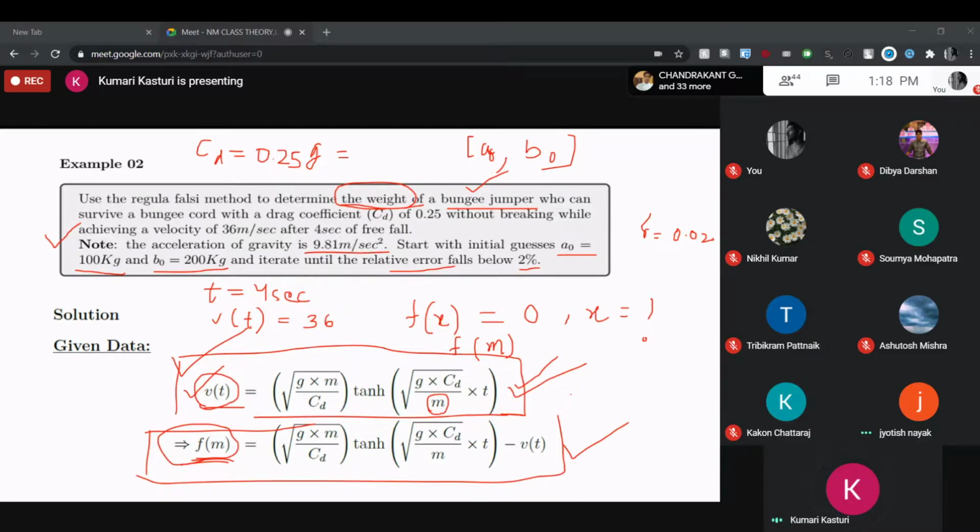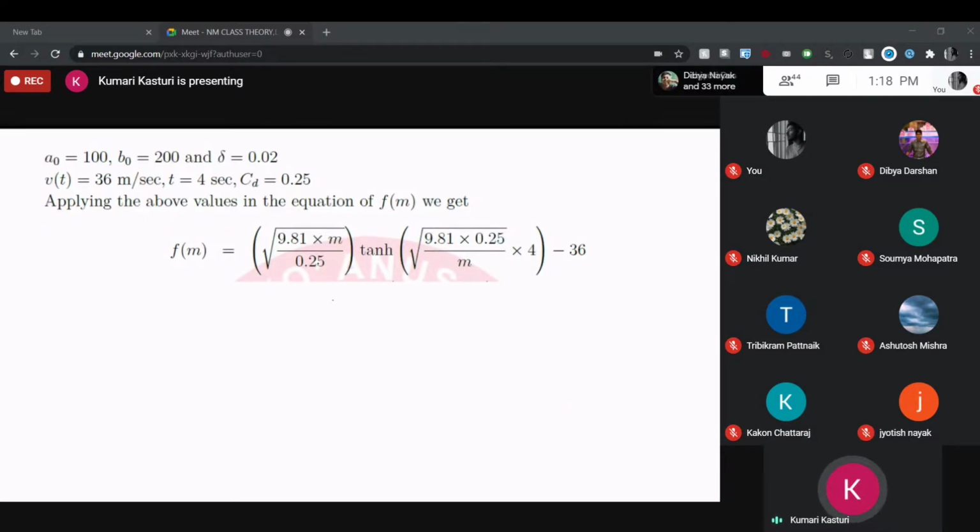Yes, ma'am. Now just see here what you have to do. Whatever equation you have written for f of m, just put in all the values. g 9.8 into m. Take m as it is, because m you have to calculate; don't replace f here. And divided by cd, cd is 0.25. Tan hyperbolic of g into cd divided by m, into t, minus 36. Only replace all the values given to you in the question. That's it. Actually, this is the question you have to solve.